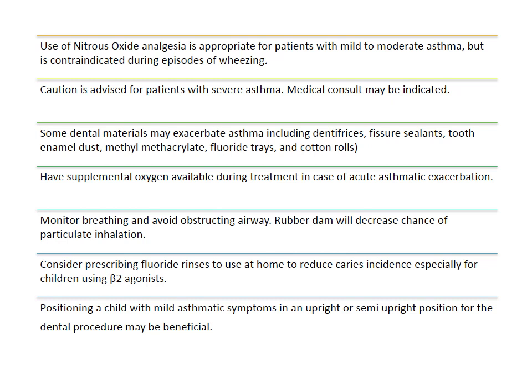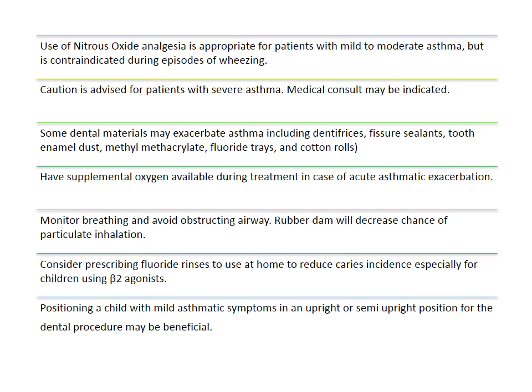The next preventive measure is to have supplemental oxygen available during the treatment in case there is an acute asthmatic exacerbation. Monitor breathing and avoid obstructing the airway. So when you're treating an asthmatic patient, always monitor the breathing of the patient and avoid obstructing the airway. Rubber dam will decrease the chance of particulate inhalation. So we need to use rubber dam because this will reduce the chance of inhalation of the particulate by the patient, and hence reduce the chances of asthma.